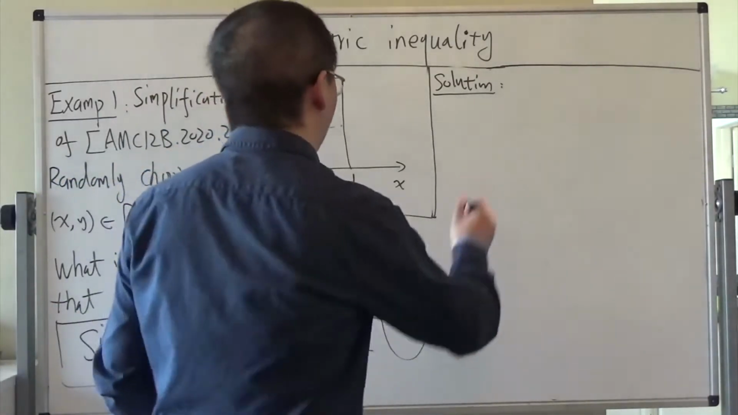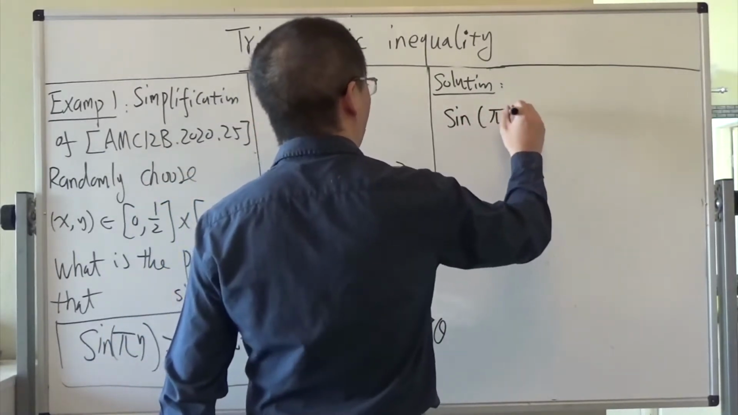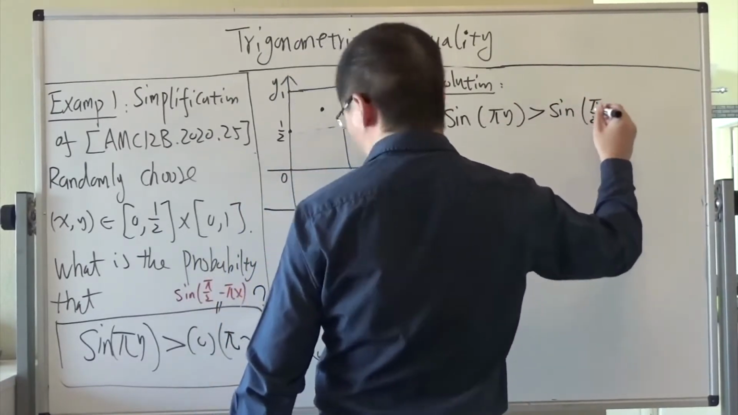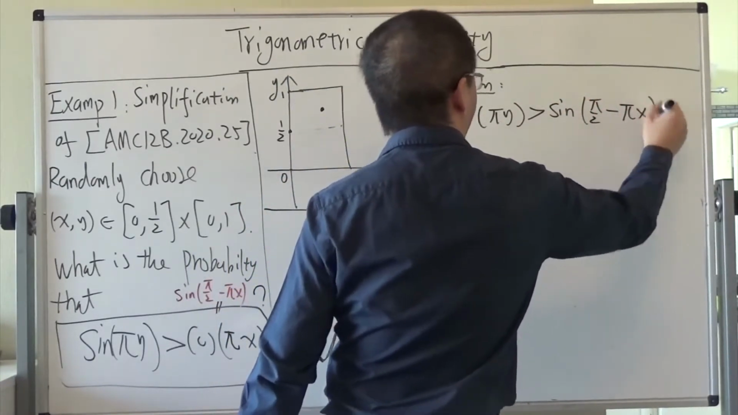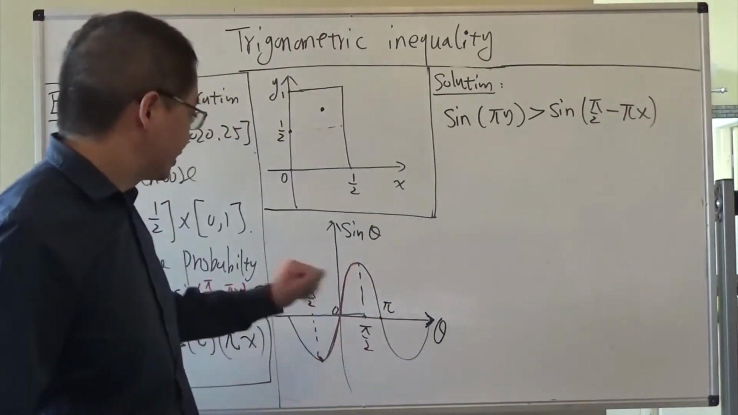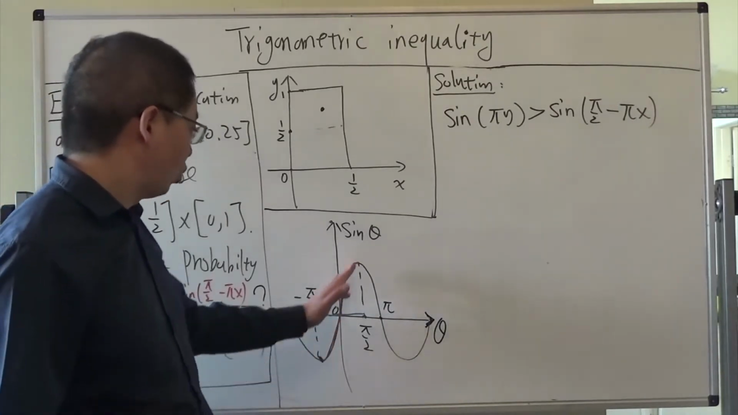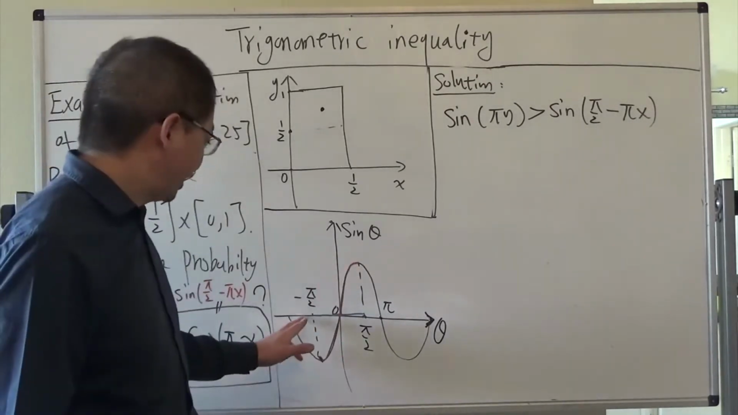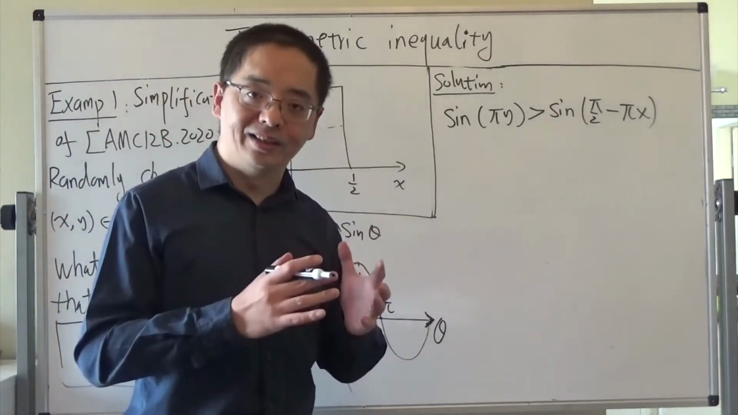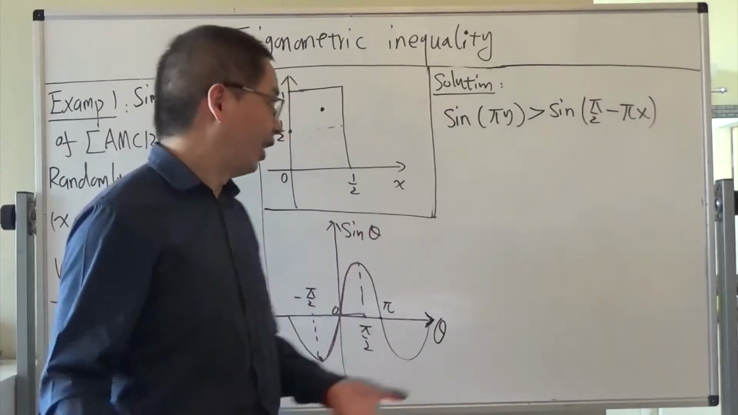Then all we need is to find when sine pi y is bigger than sine of pi over 2 minus pi x. Now, if we recall the sine function, we know sine is strictly increasing within the range negative pi over 2 to pi over 2. Remember, that is the range where the inverse sine function, arcsine, is defined.